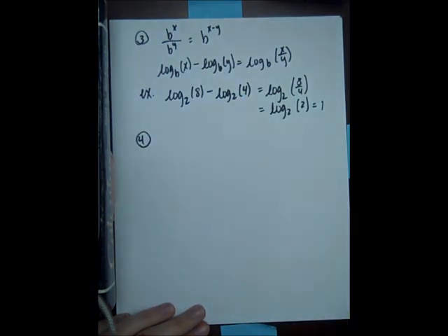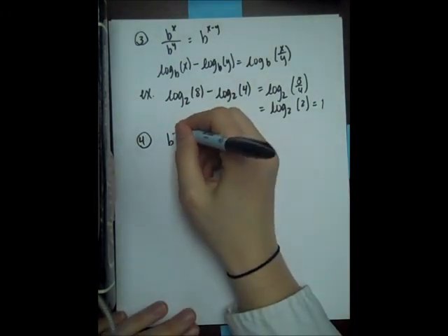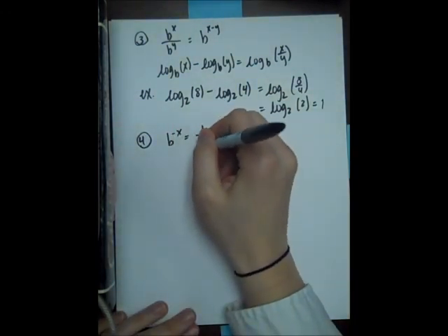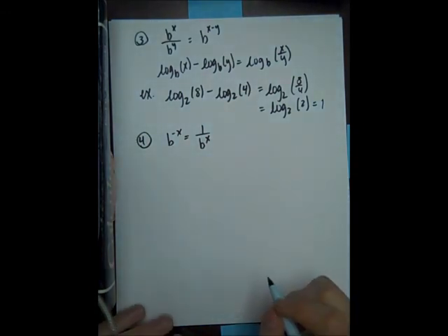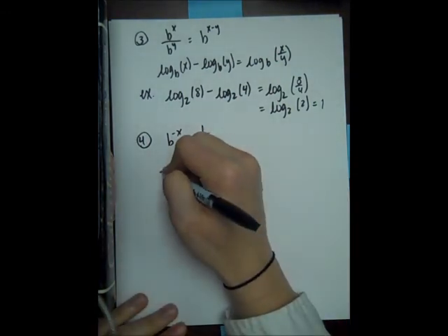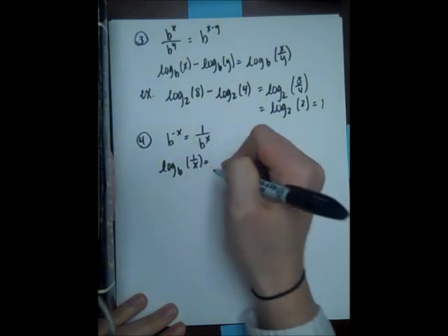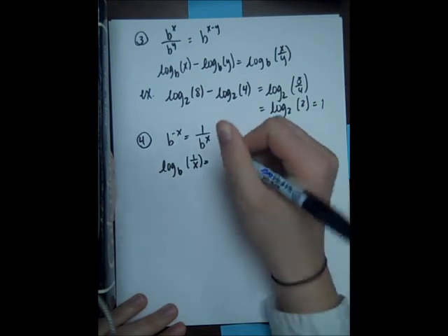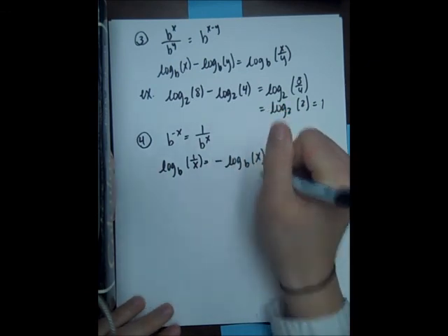My fourth property is coming from the fact that b to the negative x is 1 over b to the x. So if you remember that from exponents, what this tells us in terms of logarithms is that log base b of 1 over x is negative log base b of x.